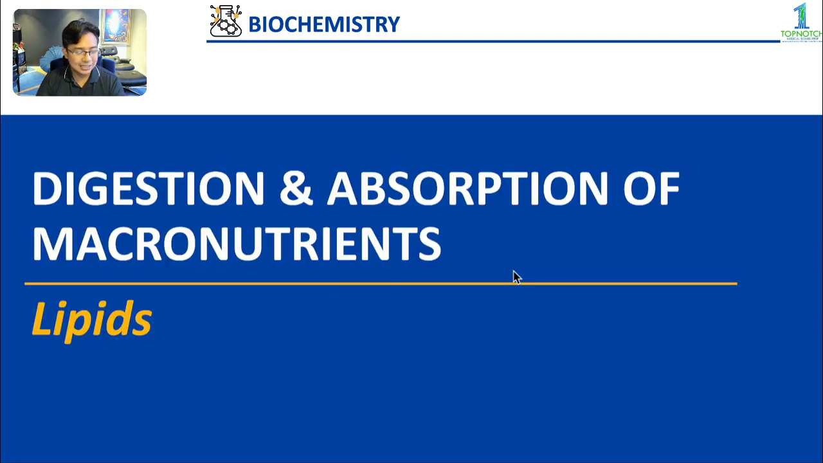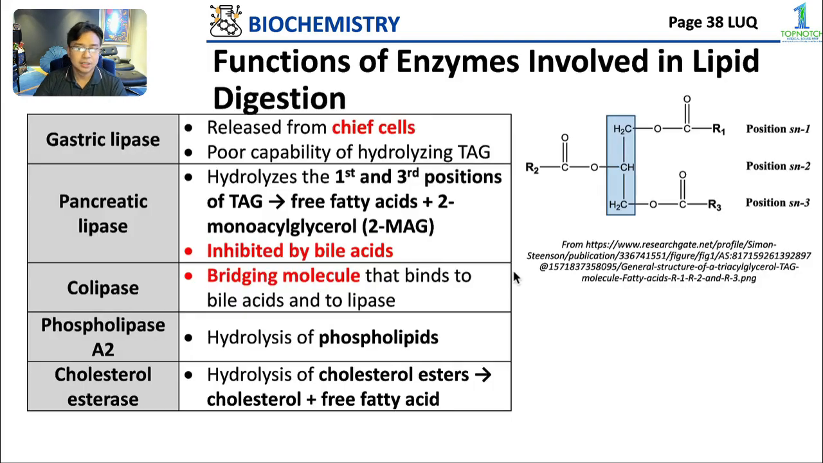Now, lastly, let's discuss the digestion and absorption of your macronutrients for the lipids. Before discussing the process of lipid absorption, let's tackle first the enzymes responsible for it. Gastric lipase is released from the chief cells of the stomach, the same cells producing your pepsinogen. They cannot properly hydrolyze your triacylglycerol. However, they are important among neonates whose pancreatic enzyme-induced hydrolysis is not yet fully developed.